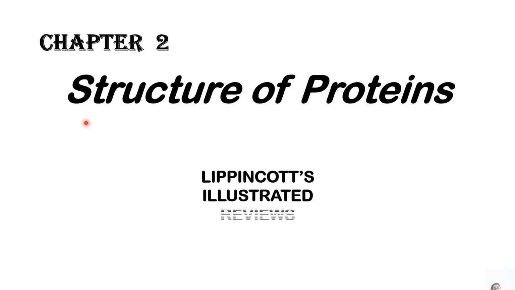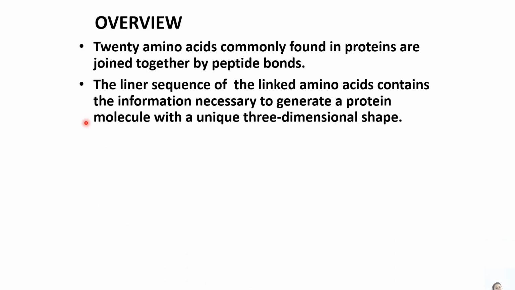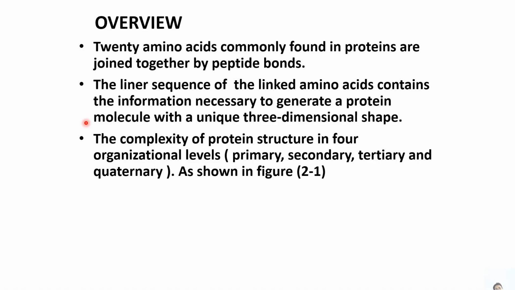So we have discussed the structure of proteins a lot, so I will just go through it very fast. 20 amino acids are commonly found in proteins and are joined together by peptide bonds. The linear sequence of the linked amino acids contains the information necessary to generate a protein molecule with a unique three-dimensional shape, and the complexity of protein structure is described in 4 organizational levels: primary, secondary, tertiary, and quaternary.